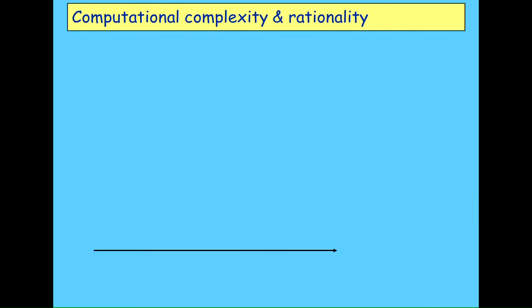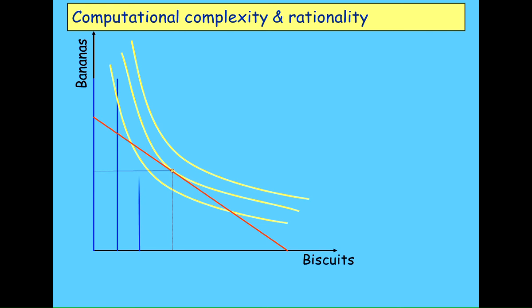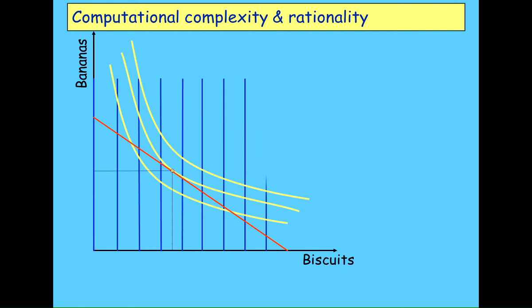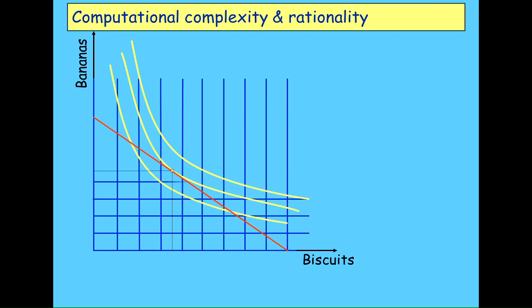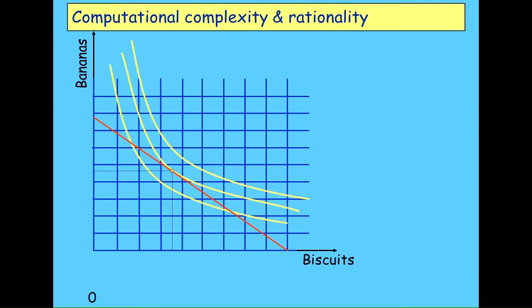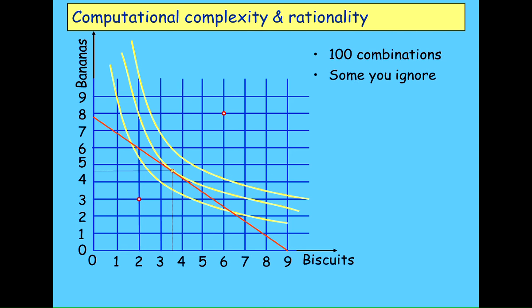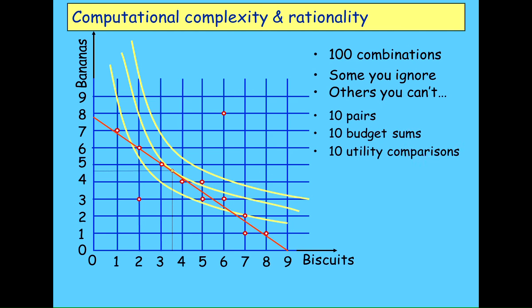Now, one thing I want to point out to you, by the way, is that every other time you've seen a set of indifference curves, I very much doubt you've ever seen numbers on the graph of any sort. Okay? So I'm going to put some numbers there and see what it implies. Let's say we've got between 0 and 10 biscuits and between 0 and 10 bananas, which means you've got about 100 different combinations you could actually buy. Now, some of those combinations you'd ignore because they're either far too cheap or far too expensive, given your budget. But others, you can't. They're too close to your budget line. So in that case, there's about 10 different pairs you've got to look at, which means you've got to do 10 budget calculations and make 10 utility comparisons. No problem.